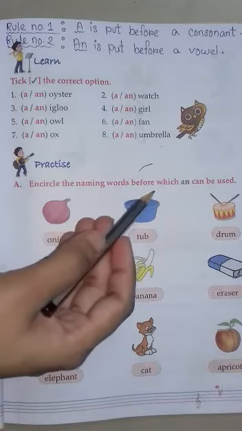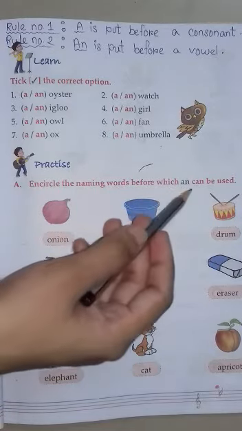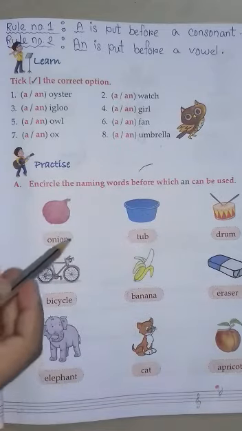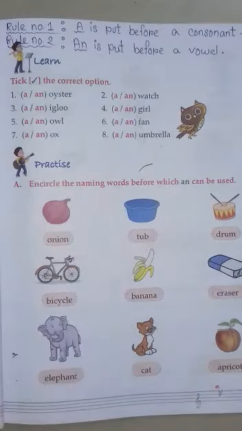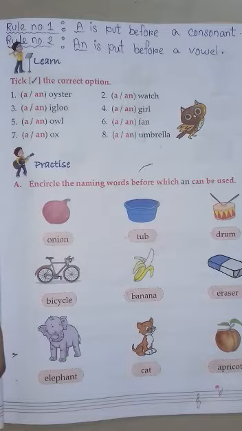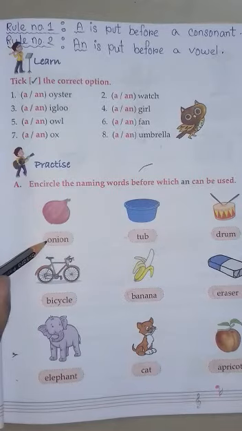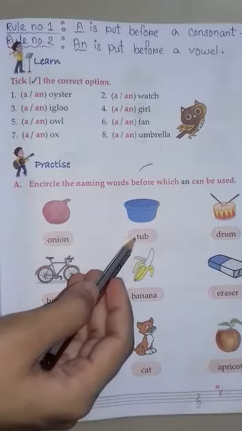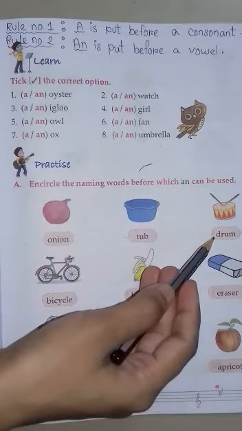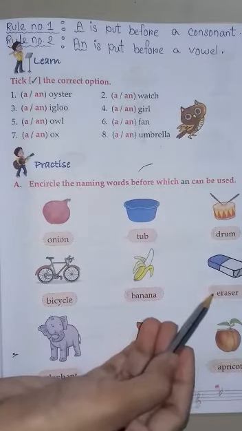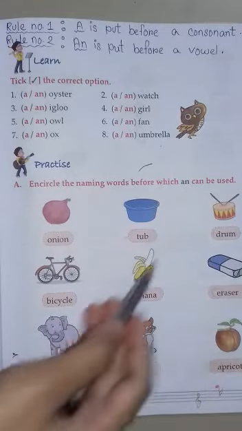Encircle the naming words before which An can be used. Okay, we have to encircle the naming words before which only An can be used. So An is used before a vowel, so find out the words beginning with a vowel letter. O is a vowel, so you have to circle it. T, no, this is a consonant. D is also a consonant. Eraser, E, starts with the letter E. It is a vowel, so encircle it.